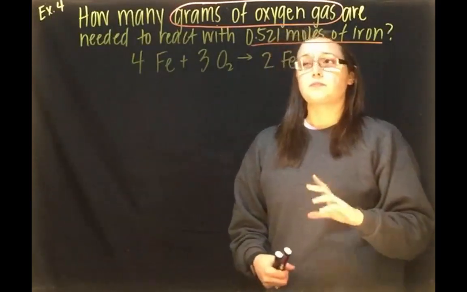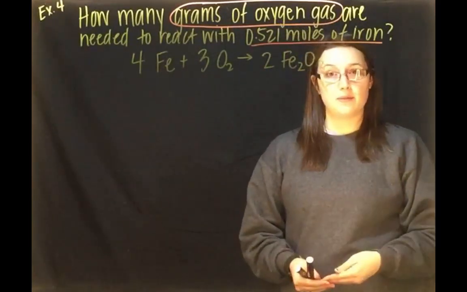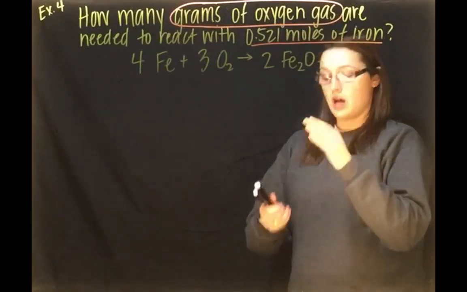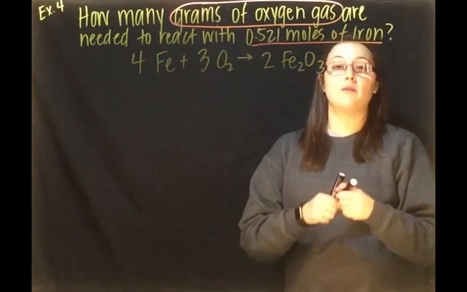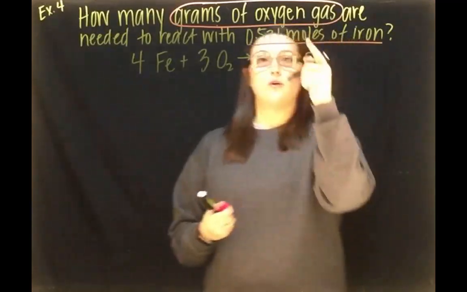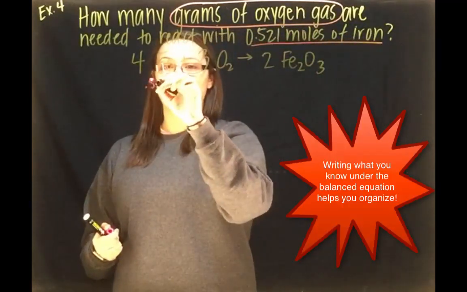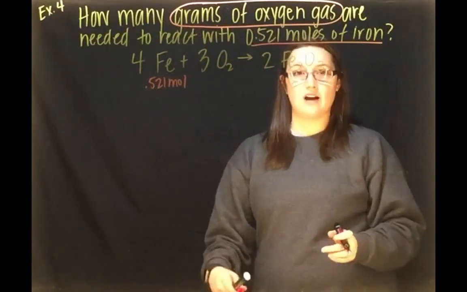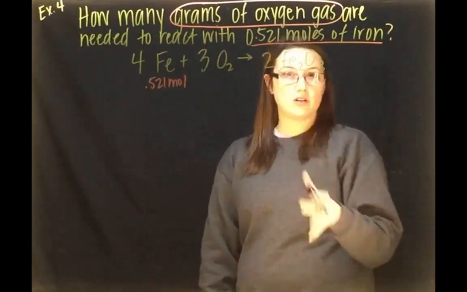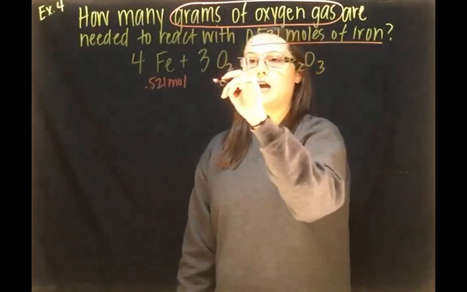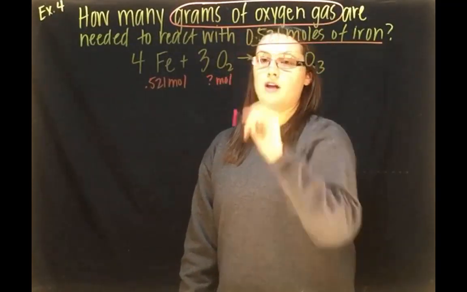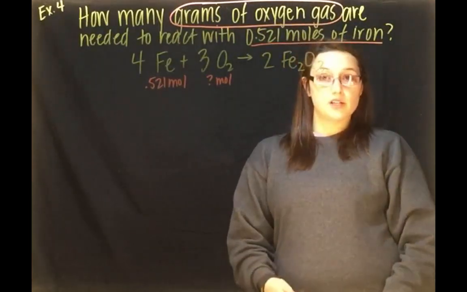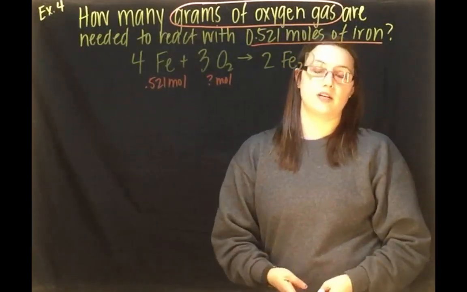So now, I'm going to go through the 4 steps required to solve a stoichiometry problem. So I'm first going to look at what I'm given in this problem. So I'm given 0.521 moles of iron. I'm just going to write that out so that way I can kind of see all of the information. I'm trying to figure out how many moles of oxygen gas I need. So now let's go through the 4 steps required to solve a stoichiometry problem.